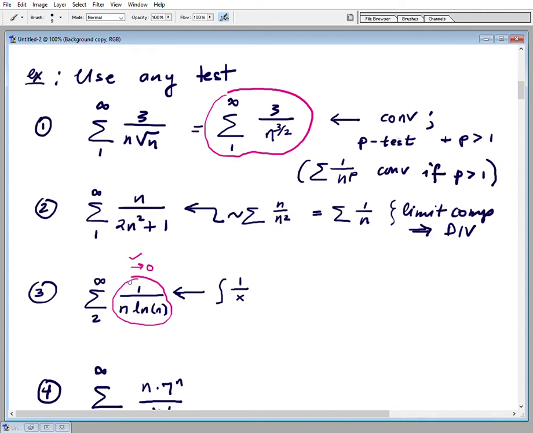But the question is, does it go to 0 fast enough? Does it die down fast enough? We know 1 over n does not. 1 over n squared does. This is in between 1 over n and 1 over n squared. We have n times something else. Is this denominator getting big fast enough? Or is 1 over this denominator getting small fast enough? That's what we're asking. Well, this does look like something that we've integrated in the past.